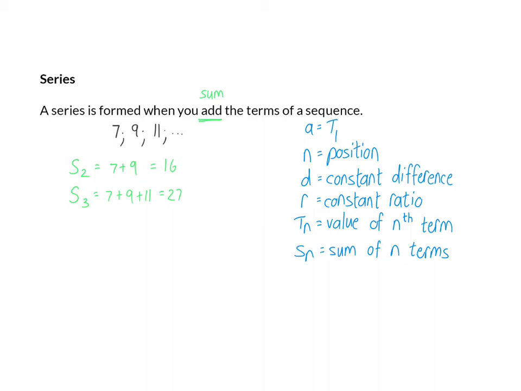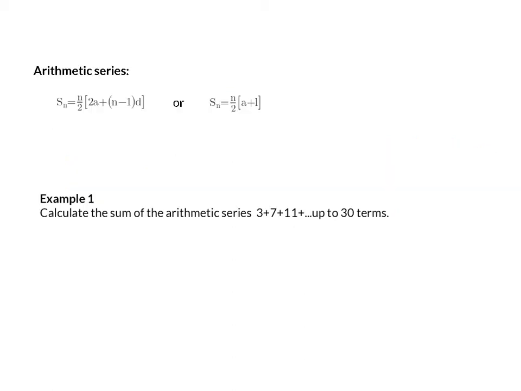Now it is important to realize that n in Tn and Sn isn't exactly the same. In Tn, it is the position of that specific term, and in Sn, it is the number of terms being added. In this lesson, we are focusing on the arithmetic series, and this means we will be working with d, a constant difference. Now, instead of adding every single term when we want to calculate a sum, we have two formulas that we can use.